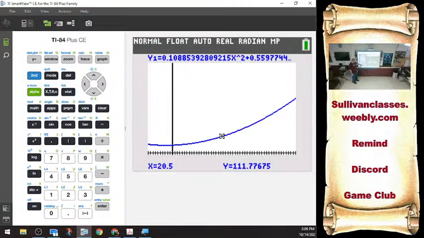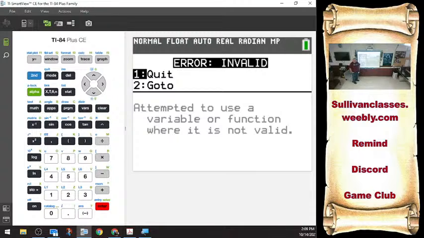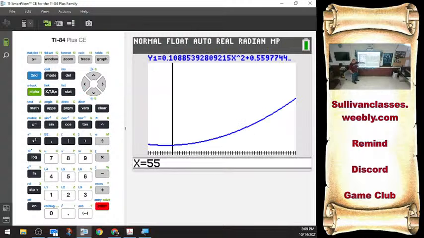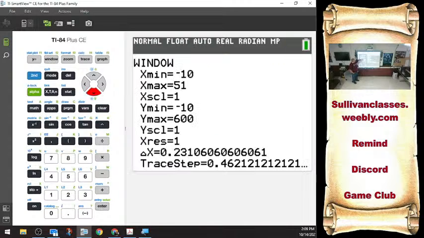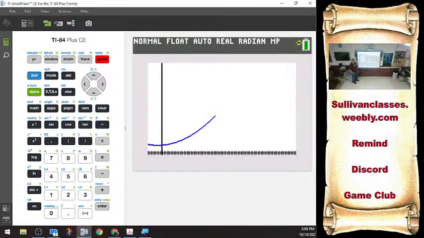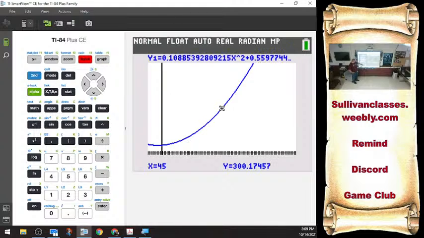If I try to trace right now to 55 years out, look what happens. Because my window was not big enough, what did I screw up? You can't go that far. So instead, I'll make my window go out to, I'll just go 100 years. Screw it. Right? There we go. Now I can trace out to 55. And it'll tell me it's about $4.15 a gallon.